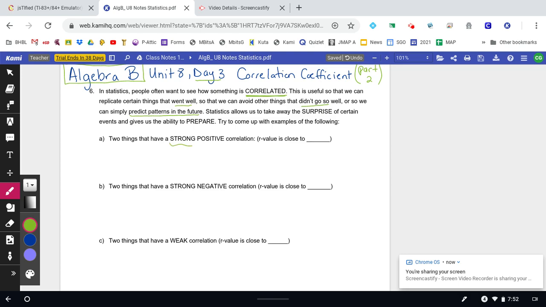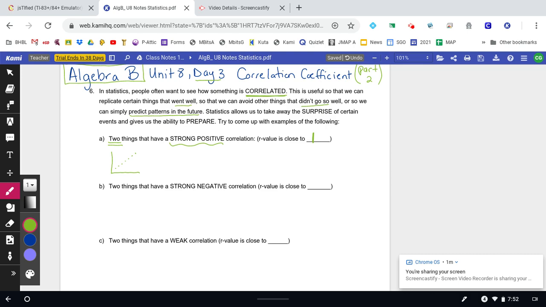If we have a strong positive correlation, right? So we want an R value close to positive 1. So let's think about some examples of things that have a positive correlation, right? So two things that go up, right? As one goes up, the other goes up.